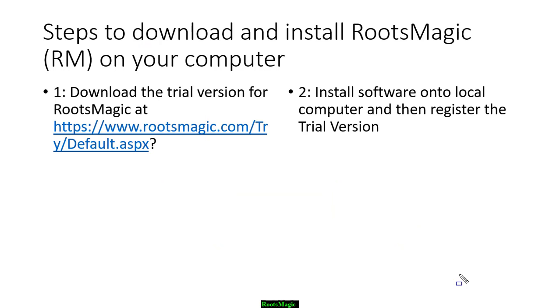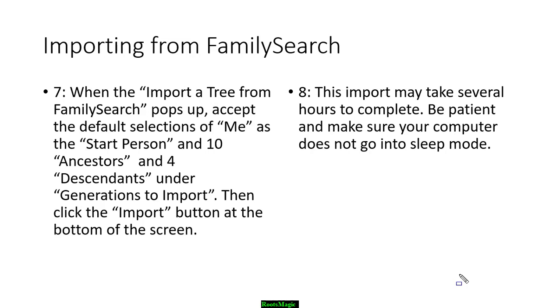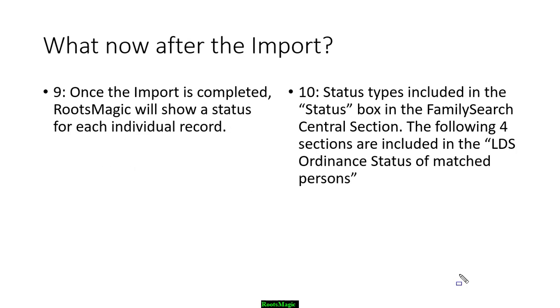So here are the steps to download and install RootsMagic, and I'm going to make these available as a separate PowerPoint presentation. But basically, you just download the trial app from that website. Now, I'll show you how to do that. Install this software on your local computer and then register the trial version. And then I'll show you, once we get into RootsMagic, how to start the process of importing your names from FamilySearch so that you can then get the benefit of seeing where the people are.